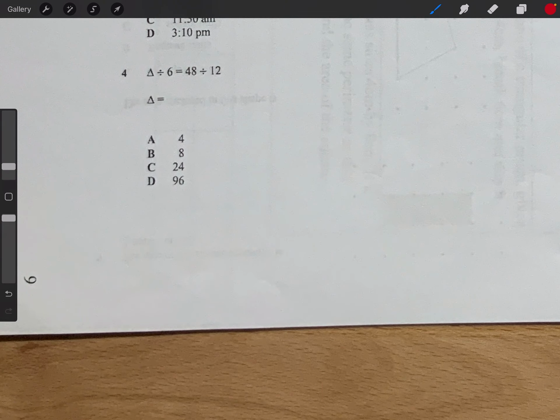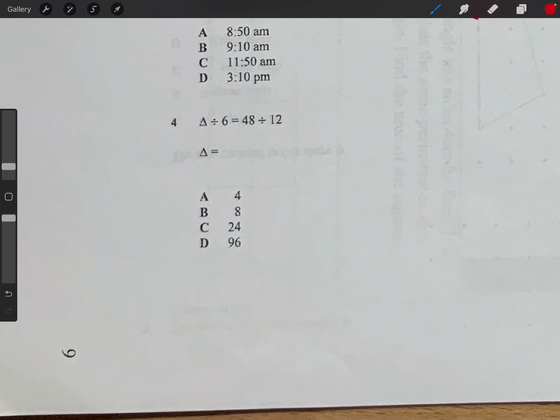Question 4. Something divided by 6 is equal to 48 divided by 12. Okay. So something divided by 6 is exactly the same as 48 divided by 12. What's 48 divided by 12? 48 divided by 12 is 4. So that means this side has to also equal 4 as well. So something divided by 6 is 4.